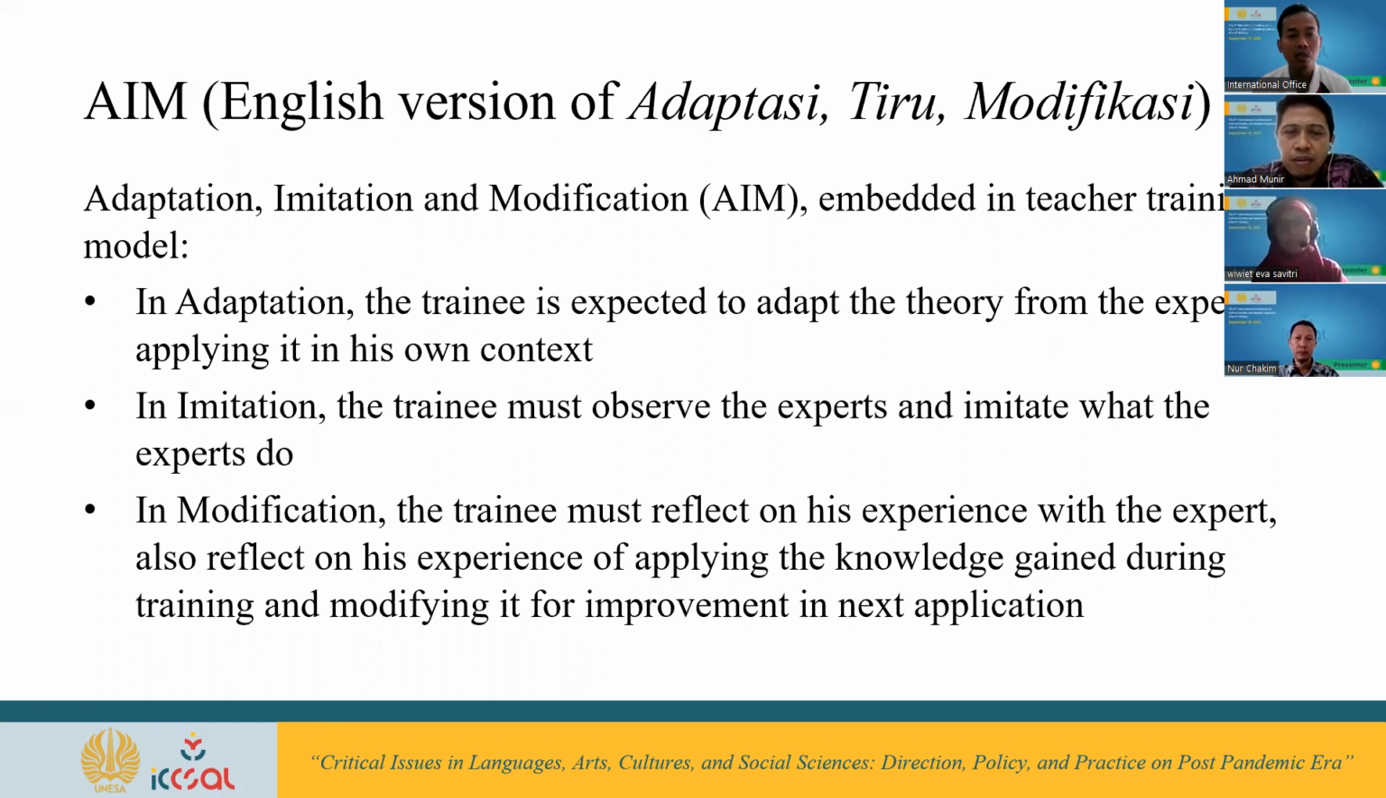In adaptation, the trainee is expected to adapt the theory from experts by applying it in his own context. In imitation, the trainee must observe the experts and imitate what the experts do. And in modification, the trainee must reflect on his experience with the experts, also reflect on his experience of applying the knowledge gained during training and modify it for improvement in application.